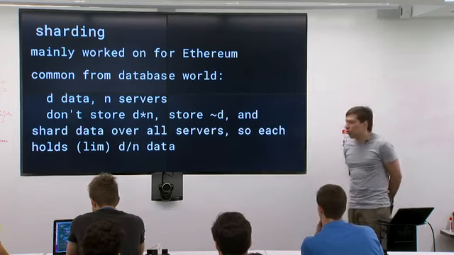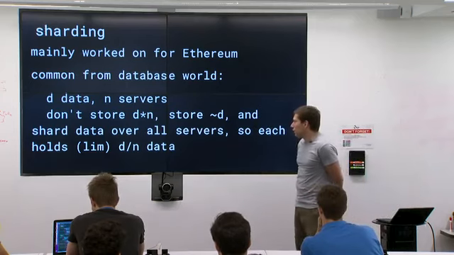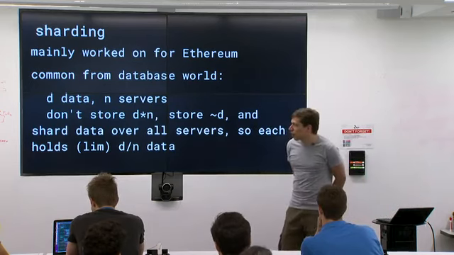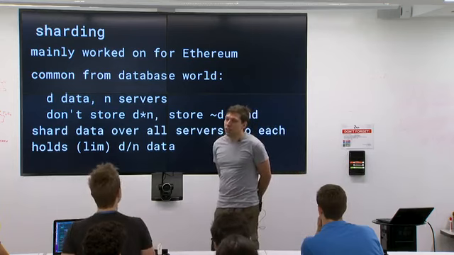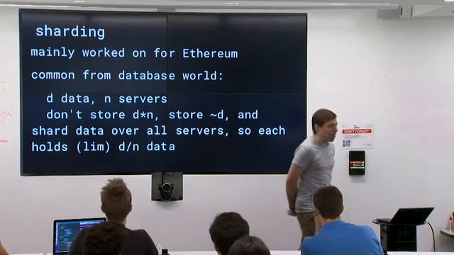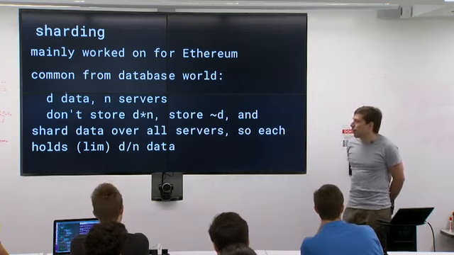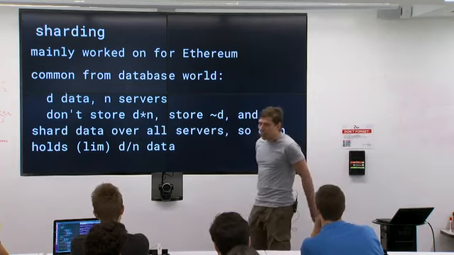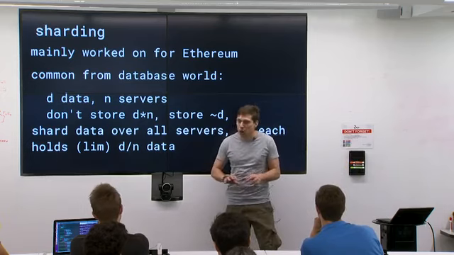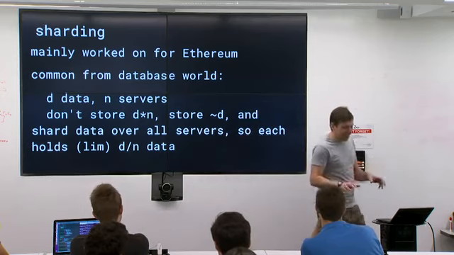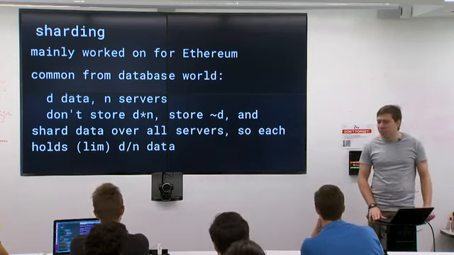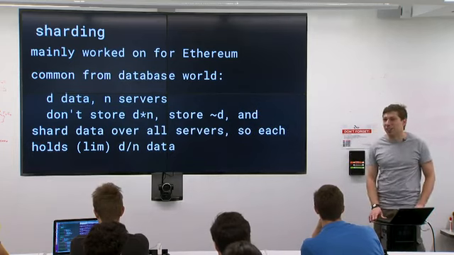Instead, store something closer to D itself and shard the data over all the servers so that each server holds like D divided by N, right? So if you have 10 servers and a gigabyte, have them each store 100 megs, and then you still got all the data. Of course, if they actually store exactly D over N, and you need to coordinate it so they all store their own little shard, and then if any single node goes down, well, you're stuck.